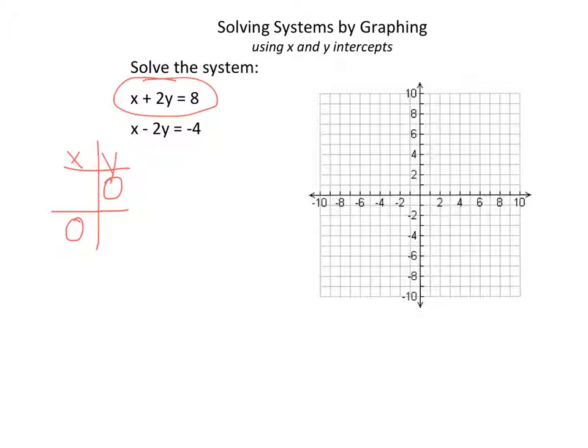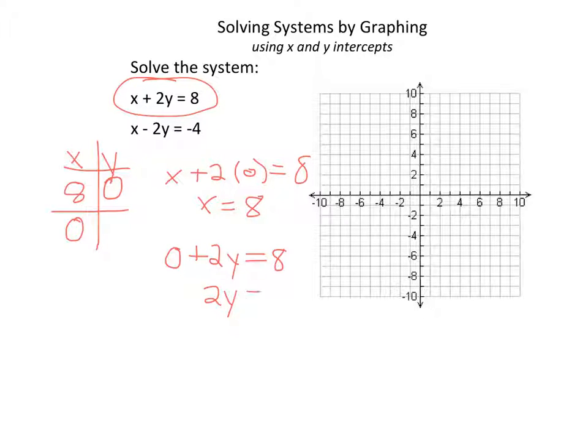For the first row of my table, I'm going to put x plus 2 times 0 equals 8. 2 times 0 is 0, which leaves us with x equals 8. And I can put 8 in for the x value in the table. In the next row of my table, I can put 0 in for x, and then I have 2y equals 8. 0 plus 2y is 2y. That equals 8. I can divide both sides by 2, and y equals 4.